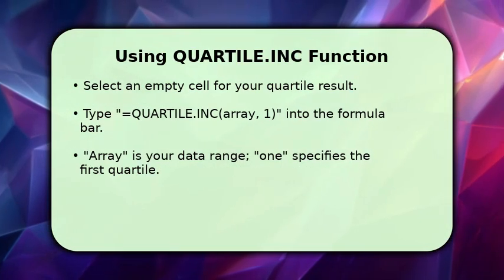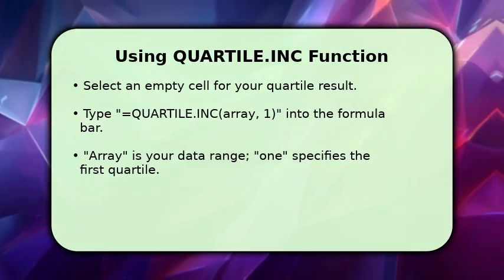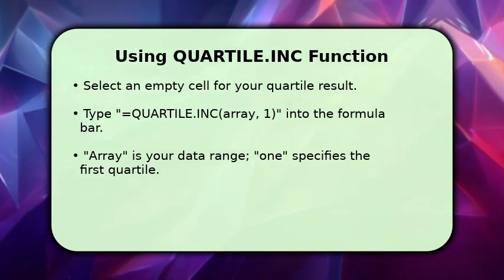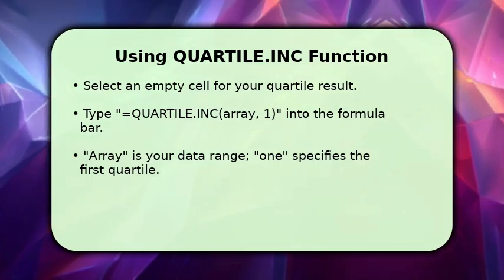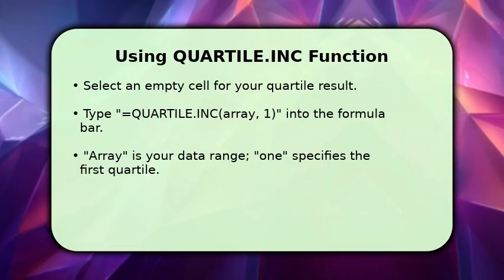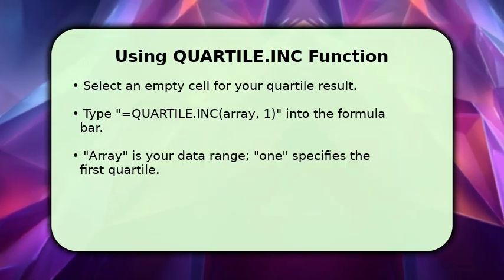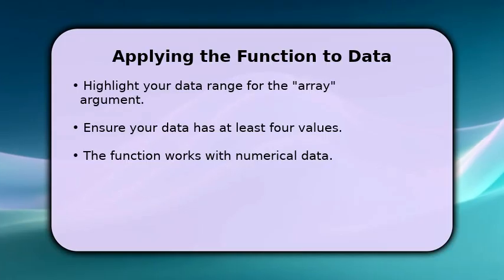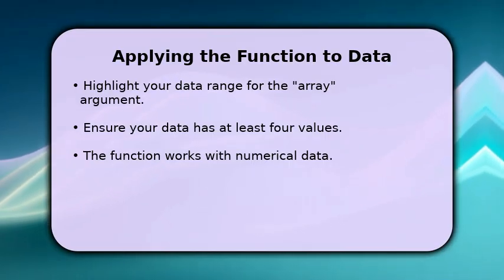To calculate the first quartile in Excel, you'll use the QUARTILE.INC function. First, select an empty cell where you want the result to appear. Then type equals QUARTILE.INC open parenthesis followed by your data range, a comma, and the number 1. Close the parenthesis. The array is your data, and 1 tells Excel you want the first quartile. It's that straightforward. When applying the QUARTILE.INC function, simply highlight the cells containing your numerical data for the array argument.